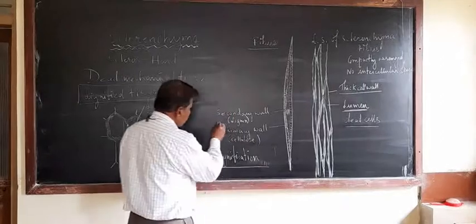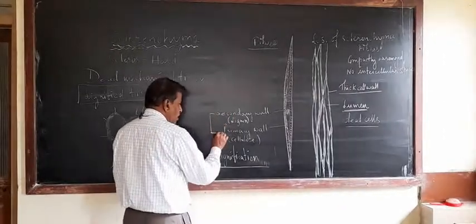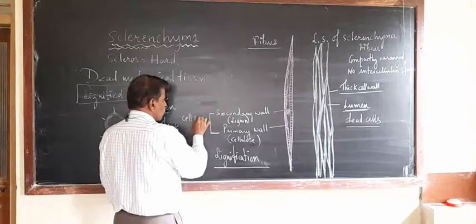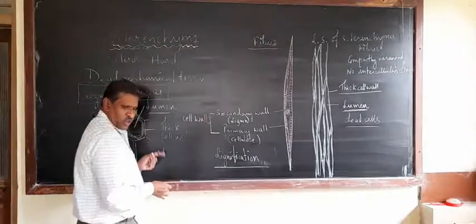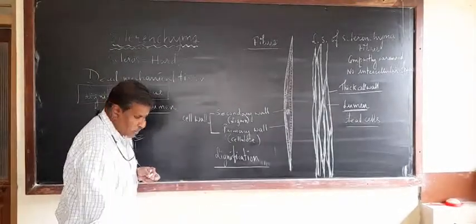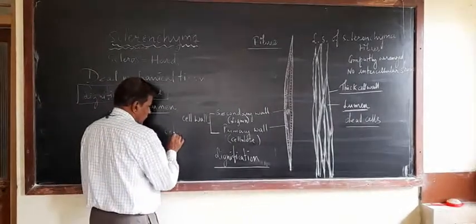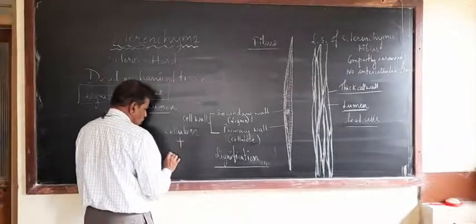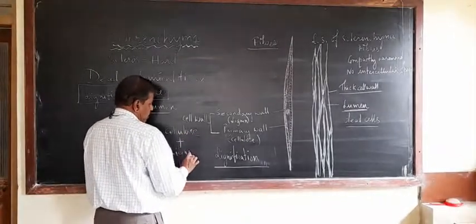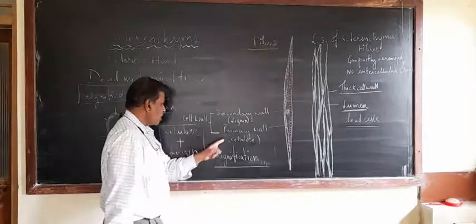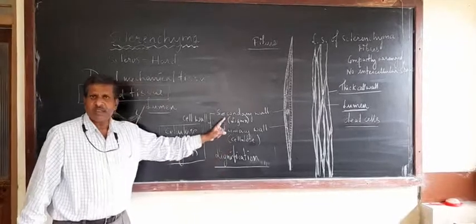Look here, the primary wall and secondary wall together make the cell wall. And this cell wall is made up of chemical compounds like cellulose and lignin. Here cellulose makes the primary wall, and lignin makes the secondary wall.